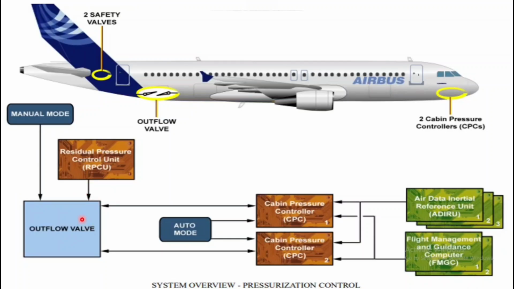Basically, residual, as the name suggests, after landing this computer comes into the picture, and it will open the outflow valve completely to dump all the pressure from the cabin area. And on the passenger doors, you will get a red light indication, also a blinking light. That video is already available on my YouTube channel, explaining why that blinking light is there. On an arrival aircraft, a blinking red light means the cabin is still pressurized, there is residual pressure.